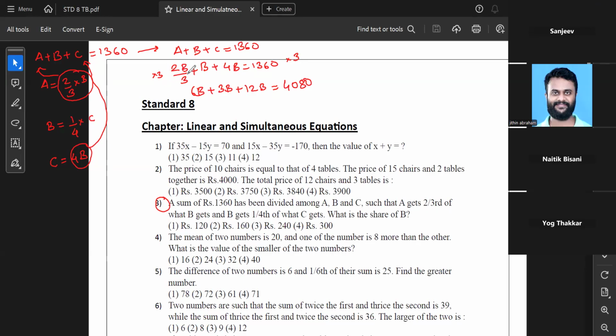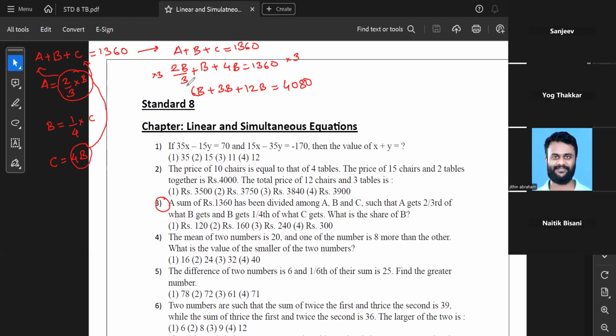But I cannot multiply just this term. The rule is whatever I'm doing, I'll have to do for everyone. So I multiplied everyone by 3. So this becomes, oh, sorry, my bad. I just did a silly mistake over here.